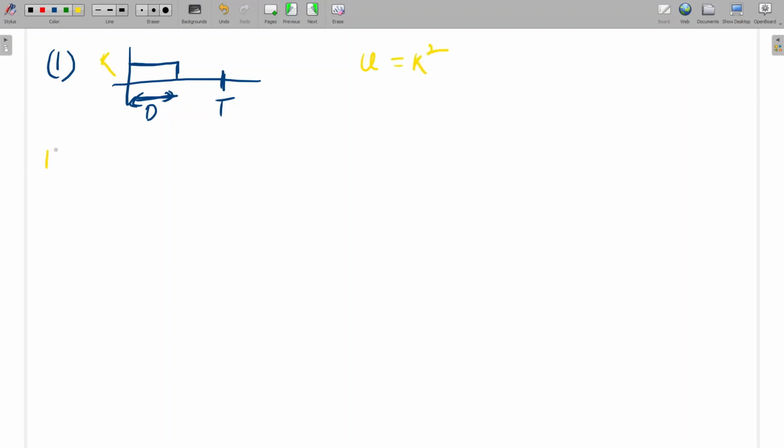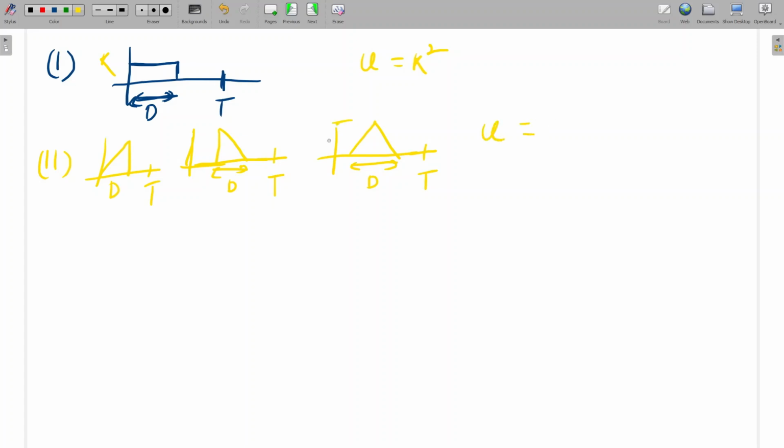Okay. Second kind of waveform, any triangular waveform. Let's say it is this kind of triangle, increasing triangle, or let's say this is duty and this is time period. Either it will be a decreasing triangle, duty will be D and time period will be T. Another kind of triangle will be rising and falling, both will be there. It will be D, and time period will be T. So for any type of triangle present for a particular duty, what will be the U value? Let's say this peak value is K. So U will be K square by 3.